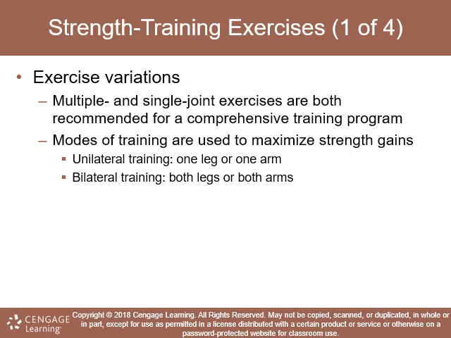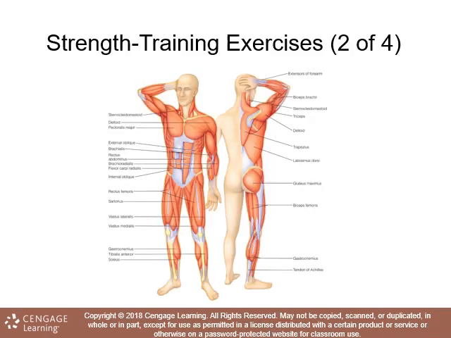Also, ways of training. Unilateral training is doing one leg at a time or one arm at a time, whereas bilateral training is doing both at the same time. So think like doing barbell bicep curls versus doing dumbbell bicep curls where you alternate left and right. Unilateral versus bilateral.